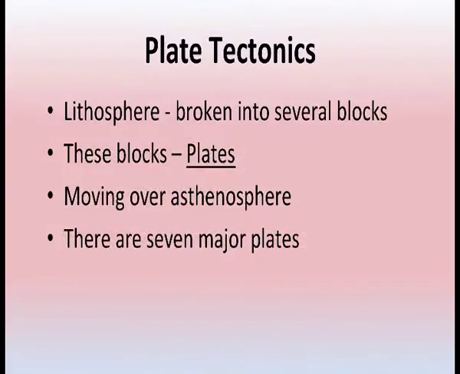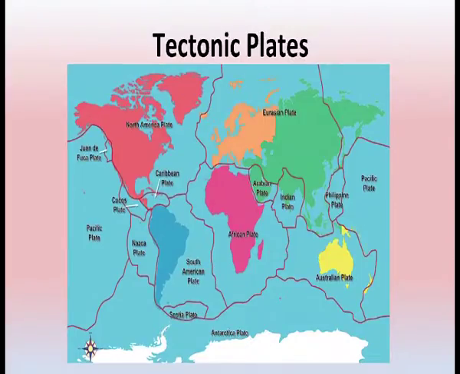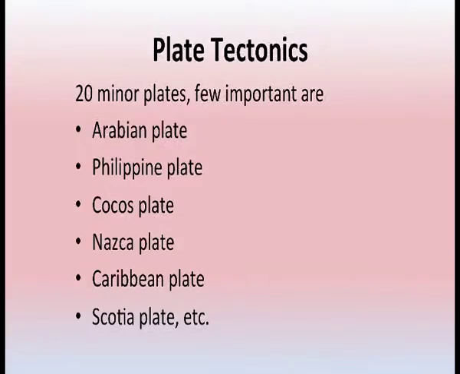What plate tectonics explains is that the lithosphere is broken into several blocks, which are known as plates. These plates move over the asthenosphere. There are 7 major plates, the names you can see here, and in the picture you can see the 7 major blocks or plates. There are also a few smaller plates, 20 minor plates. A few examples are given here.